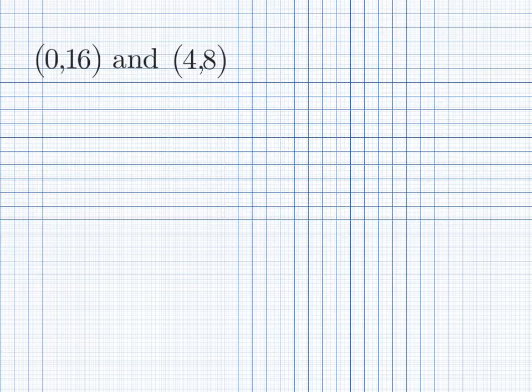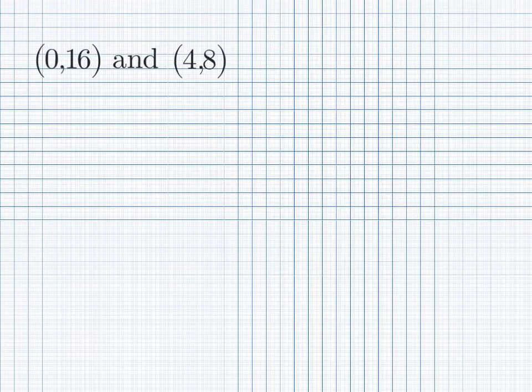Now let's take a look at the second problem. We're given the ordered pairs (0, 16) and (4, 8) and asked to do two things: to find the exact distance between the points and to find the exact coordinates of the midpoint of the line segment that would join the 2 points. So let's start out with the distance between the 2 points.